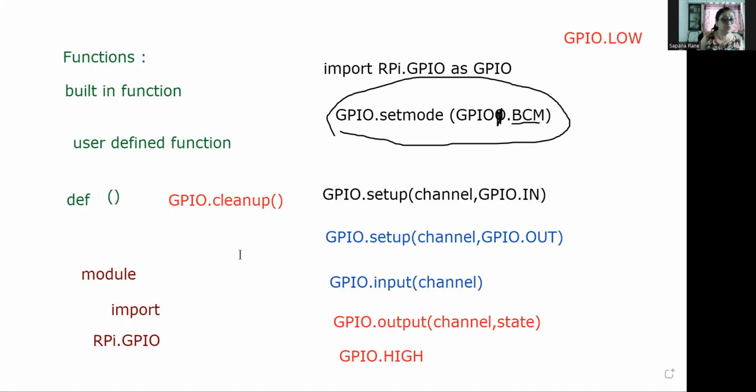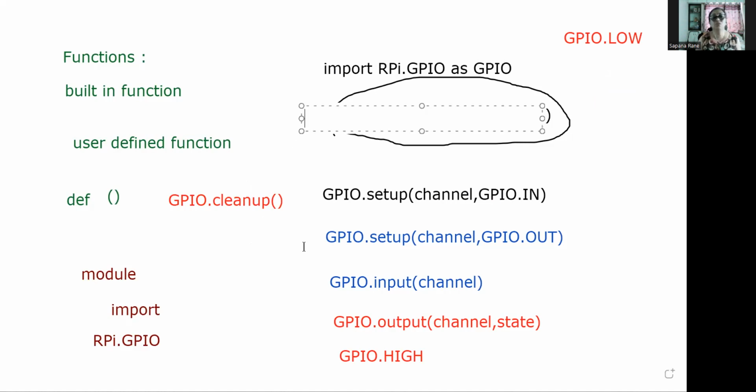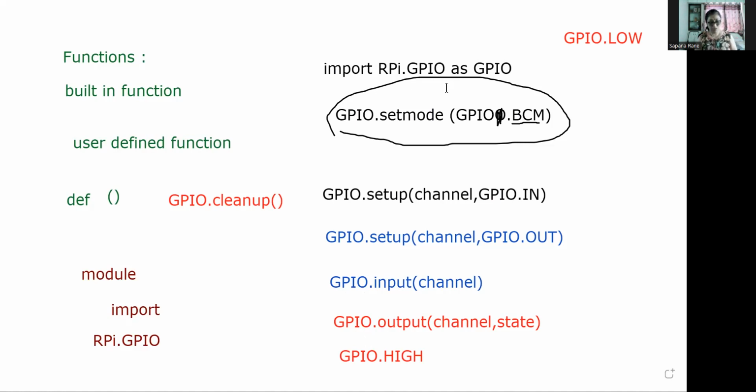GPIO cleanup. So if you write GPIO cleanup, then what will happen? It will free up all resources used and return the channel back to its default value. So you must know all these things. What is the function of GPIO dot cleanup, GPIO dot setup, GPIO dot input, GPIO dot output, import RPi.GPIO as GPIO. So as far as your examination is concerned, you should know all these things.